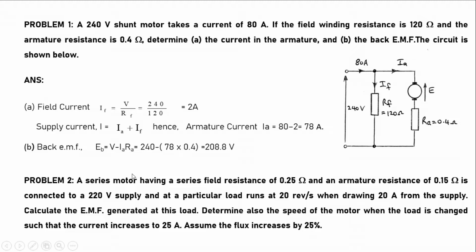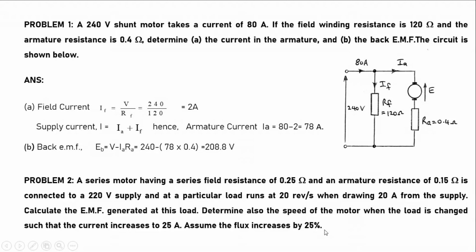Second problem. A series motor having a series field resistance of 0.25 ohm and armature resistance 0.15 ohm is connected to 220 volt supply. So that is, once again, there is V. By reading this problem you have to find out what all things have been given. A particular load runs at 20 revolutions per second when drawing 20 amps from the supply. Calculate the EMF generated at this load. Determine also the speed of the motor when the load is changed such that the current increases to 25 amps. From 20 amps to 25 amps the current has been increased.